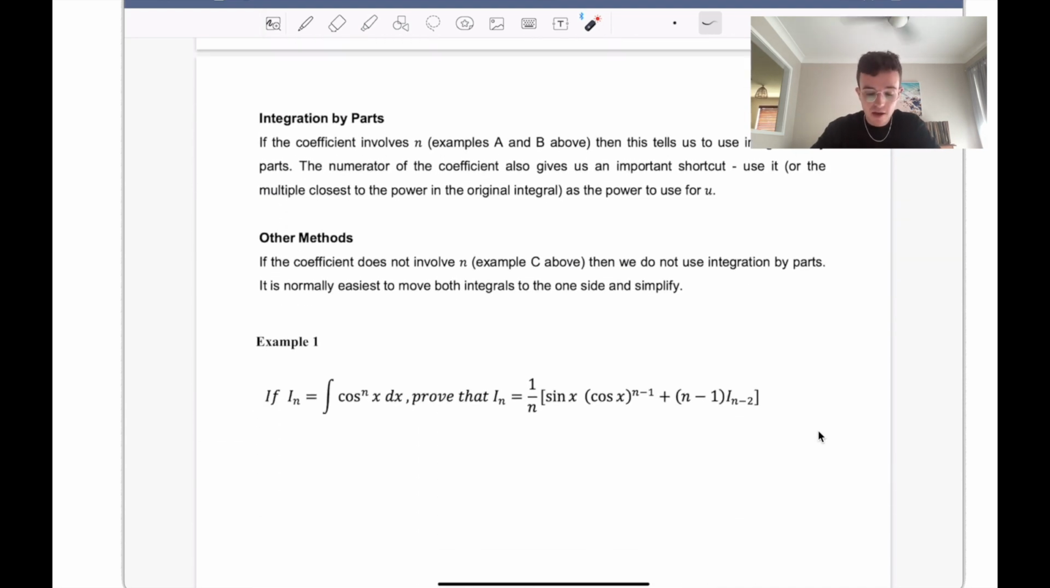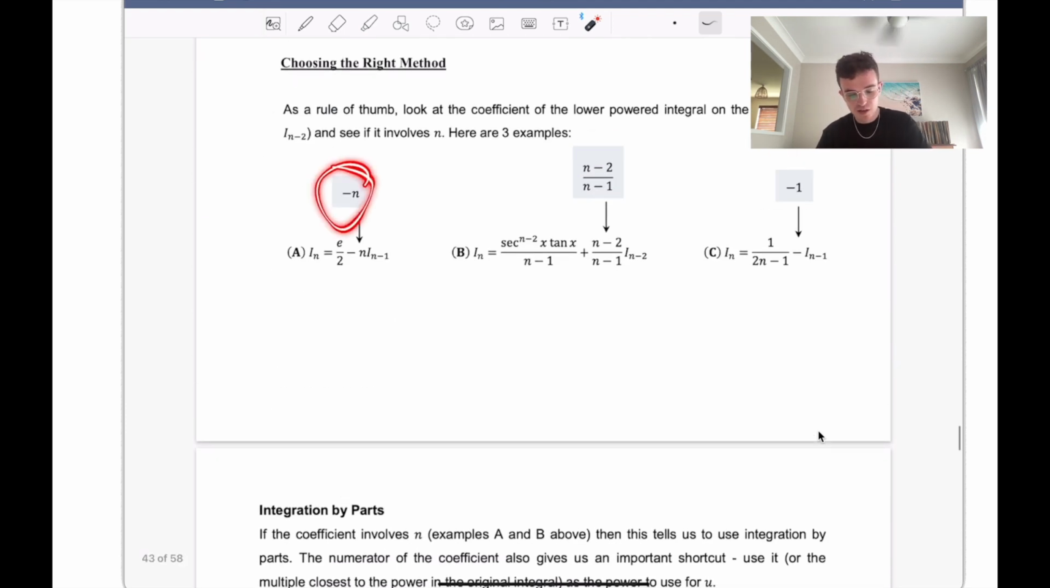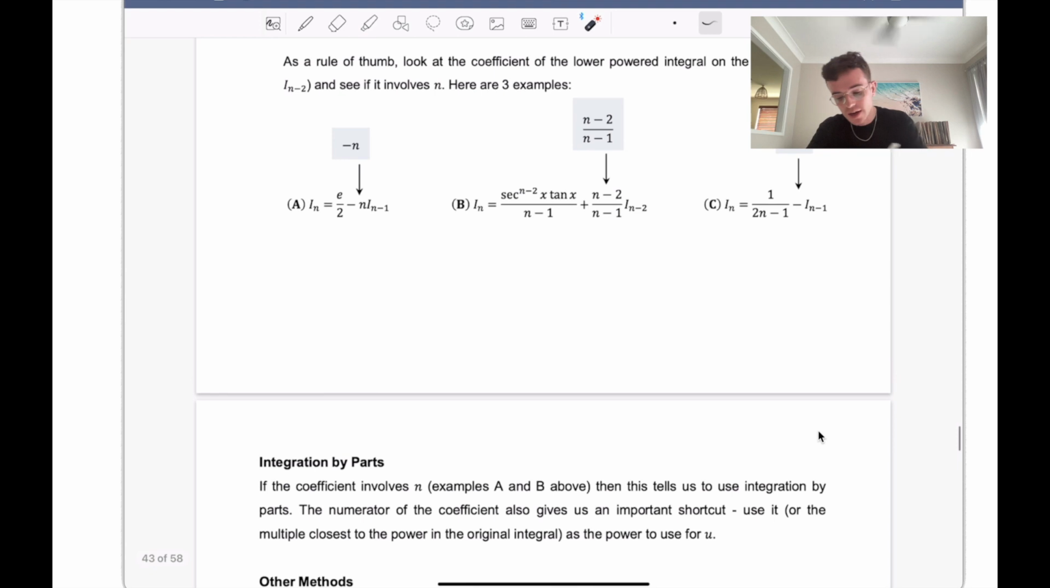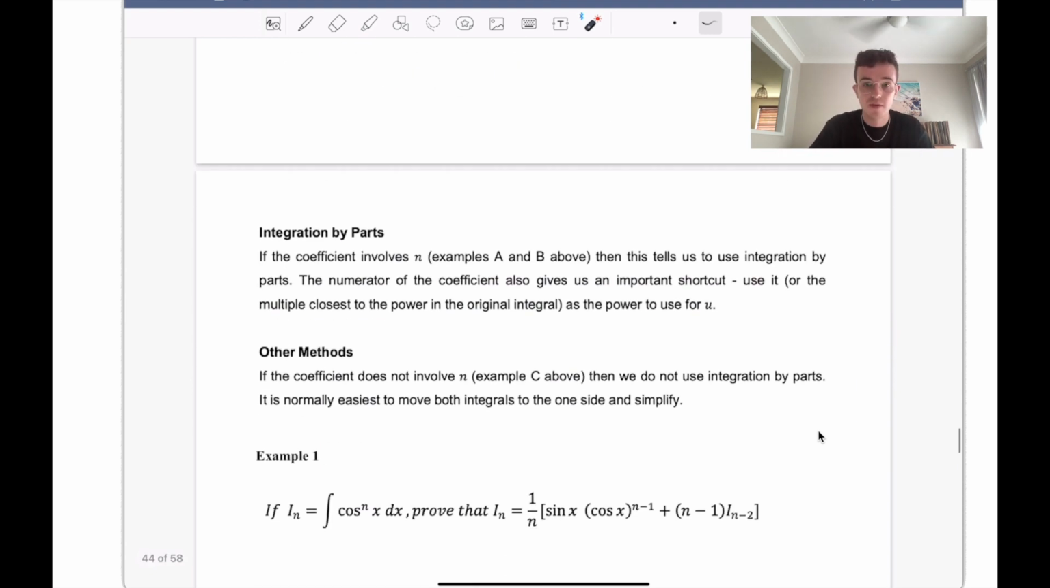Examples A and B are when we have something to do with n involved in the coefficient. So if the coefficient involves n, such as example A and example B, then we use integration by parts. The numerator of the coefficient gives us an important shortcut. It's what we use as the power for u, and we're going to get to that in a second. Now, if we don't have an n in the coefficient, like this one here, we don't use integration by parts, and we're going to use some sort of other method.